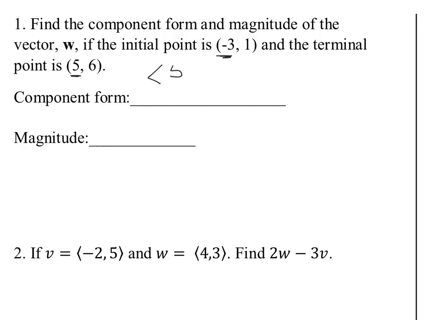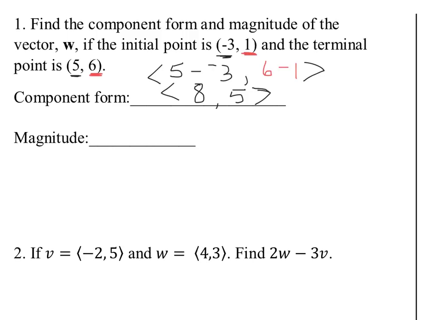Okay, so we're going to do 5 minus a -3. All right, the next thing we're going to do is find the difference in the y values of my vector. The initial point is 1 and the terminal point is 6, so I'm going to do 6 minus 1 for the y value. So my vector in component form is 5 minus a -3, which is 8, and 6 minus 1, which is 5. So the component form is <8, 5>.